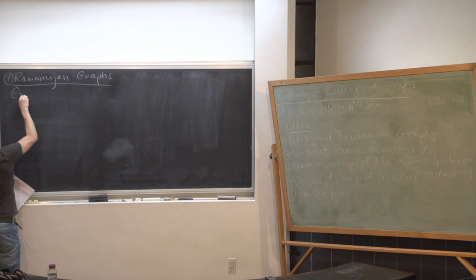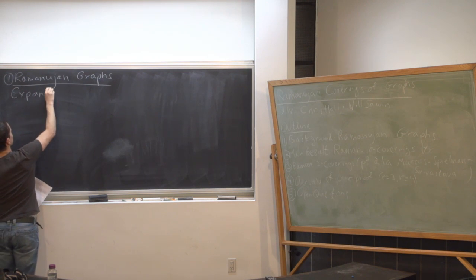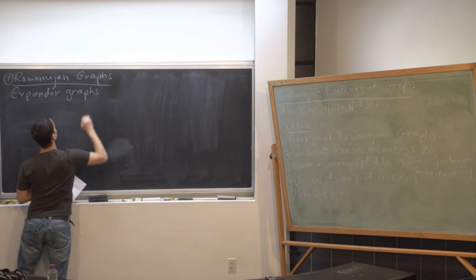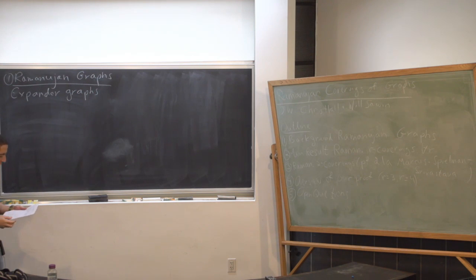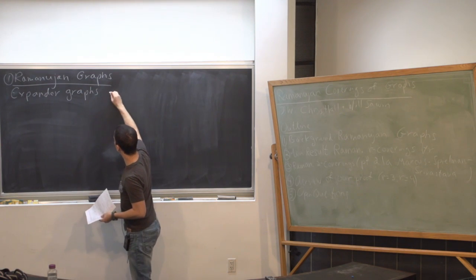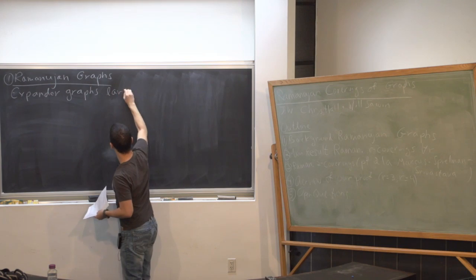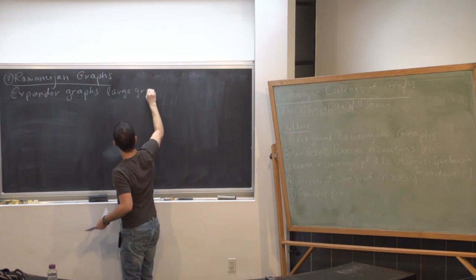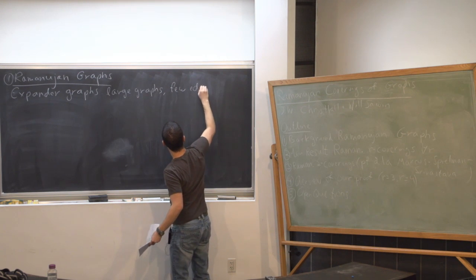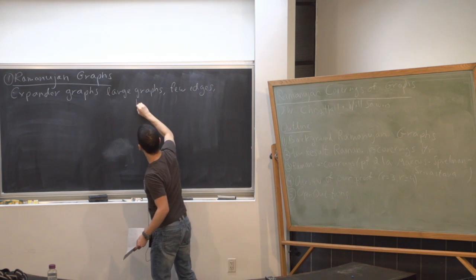First of all, what are expander graphs? I will say it very, very briefly because I assume everyone here knows about it. Expander graphs are usually large graphs with few edges, so sparse, but yet high connectivity.